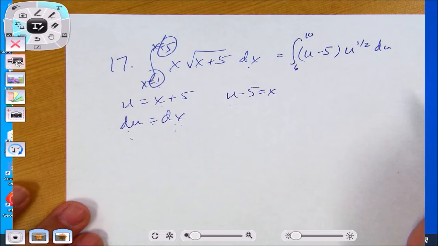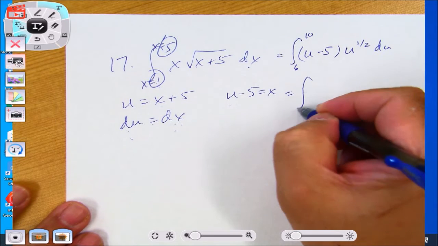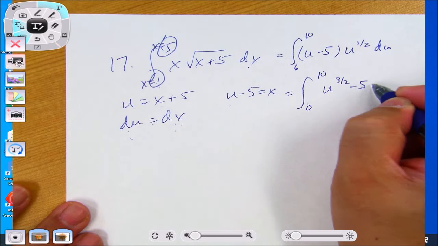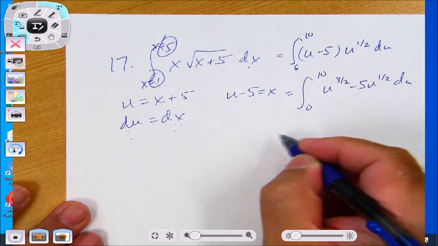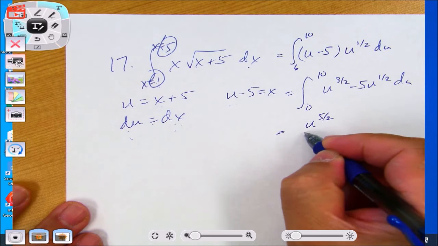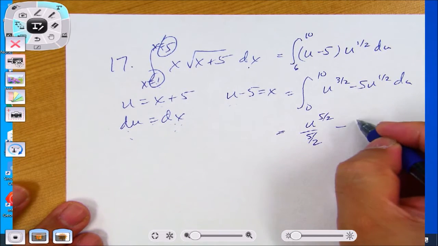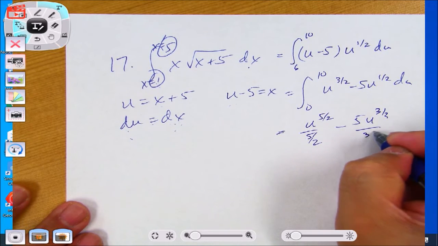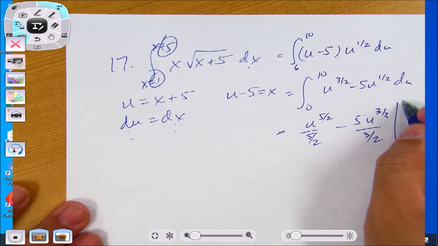Okay, so now clean that up algebraically. So that's the integral from 6 to 10 of u to the 3 halves minus 5 u to the half du. Continue to integrate. So that's u to the 5 halves divided by 5 halves minus 5u to the 3 halves over 3 halves. Taking that from 6 to 10.